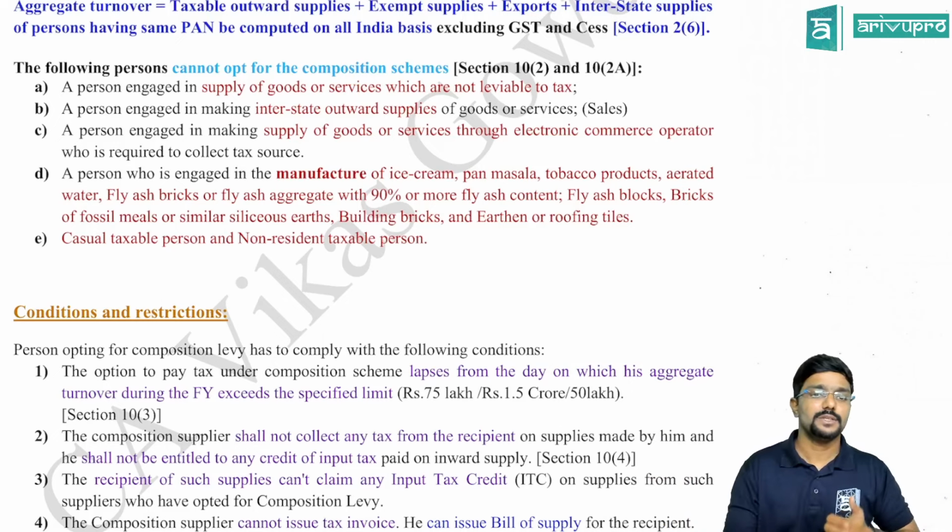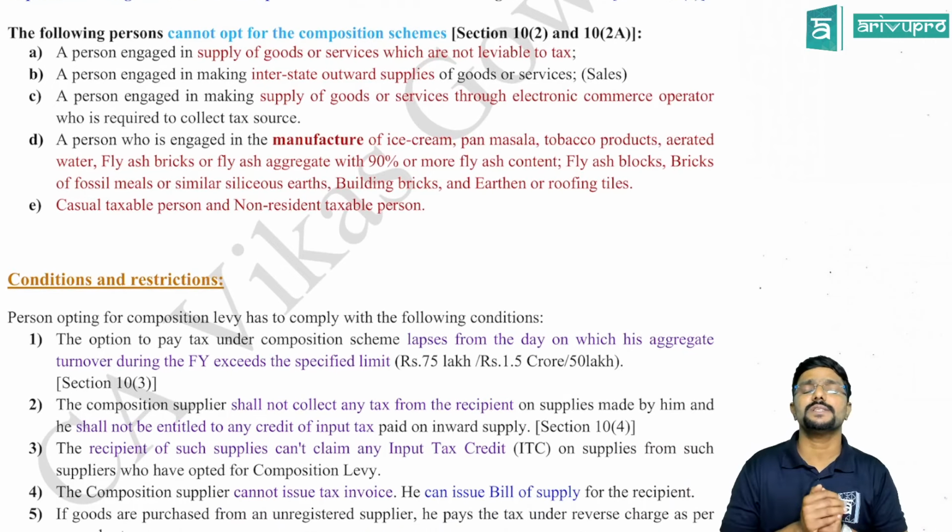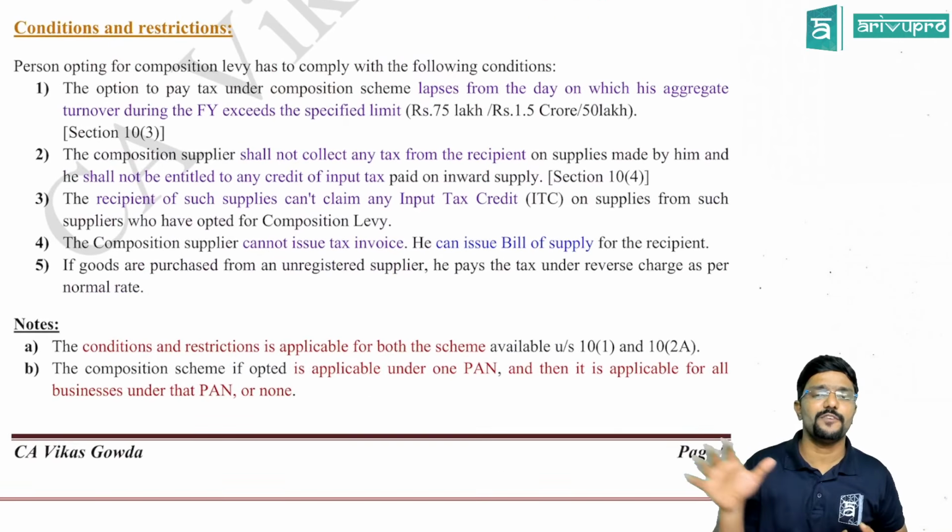You are eligible. Next, a casual taxable person and a non-resident taxable person, irrespective of what they are supplying, are not eligible. Then coming to conditions and restrictions, which are the same for both the schemes.